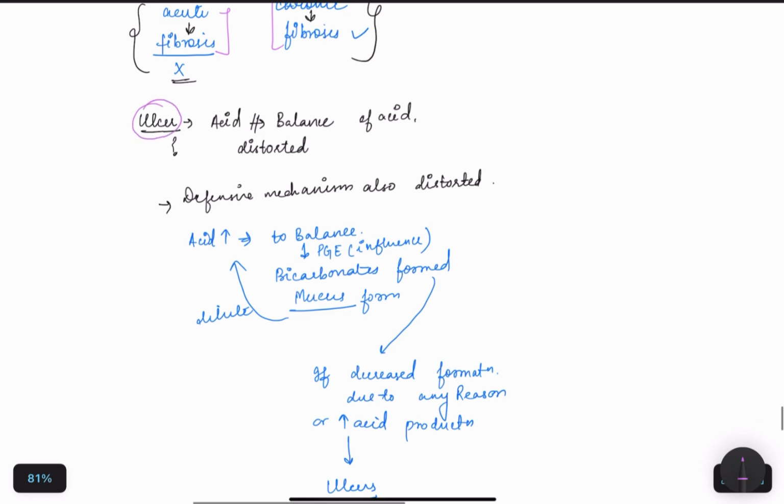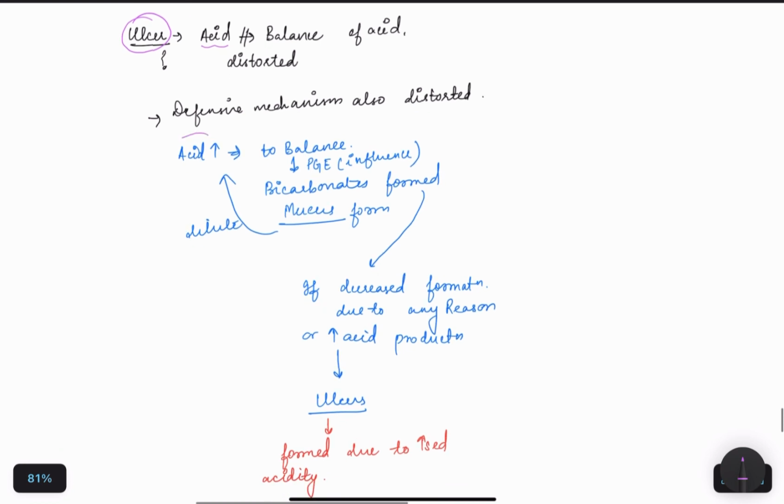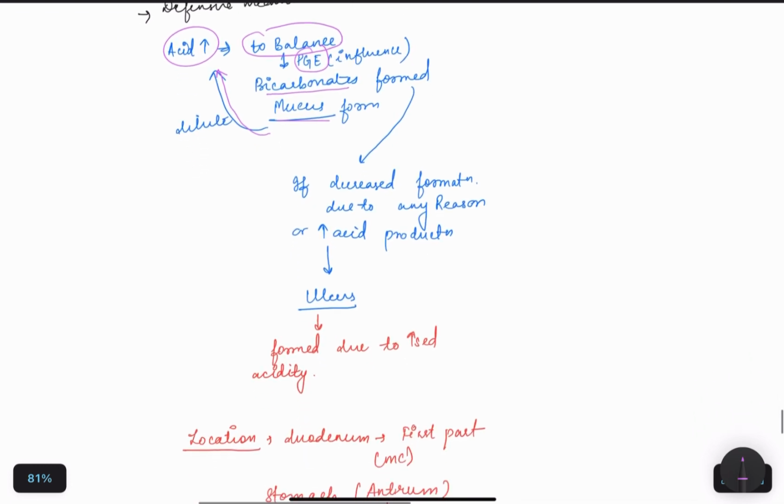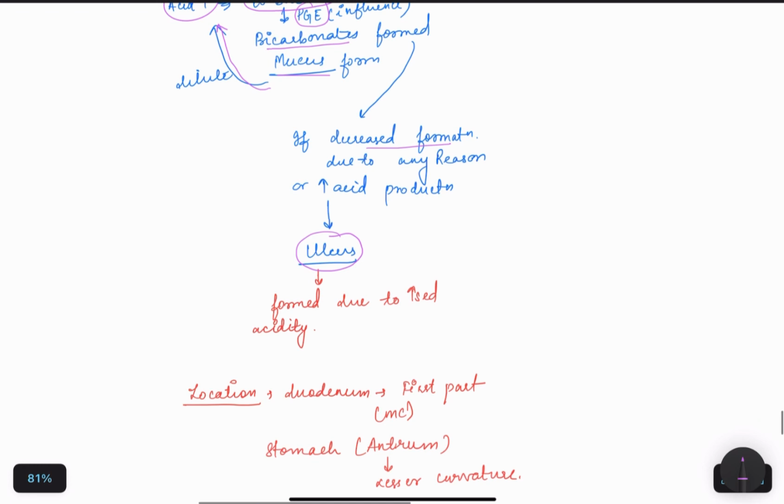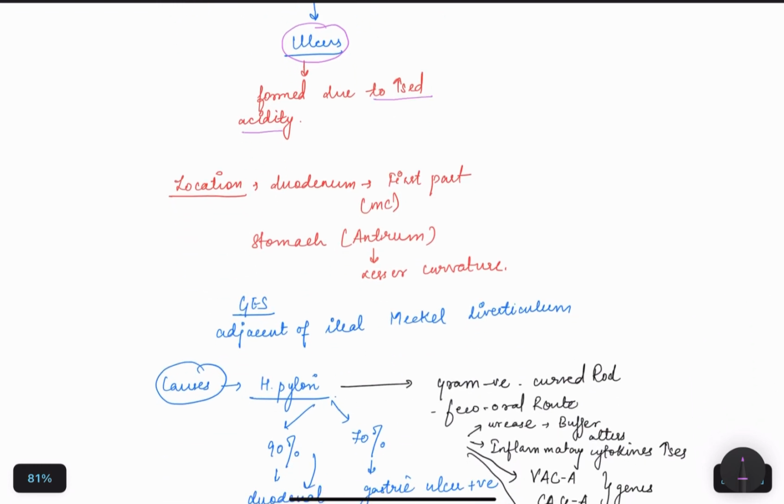So how does an ulcer form? Acid is produced in our stomach, and when this balance of acid is distorted for any reason, and defensive mechanisms are also distorted, it forms an ulcer. Acid production increases, and to balance this, we have bicarbonate and mucus formed in the stomach under the influence of prostaglandins, which dilute the acid and maintain the pH buffer system in the stomach. But when there is decreased formation of bicarbonate and mucus for any reason, or increased production of acid, it leads to the formation of an ulcer, and it is responsible for the increased acidity in the stomach.